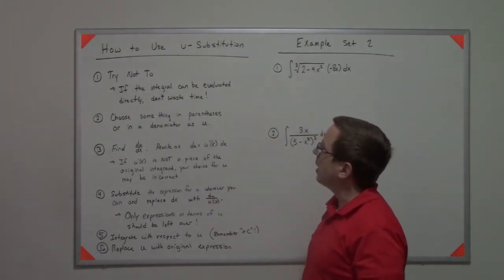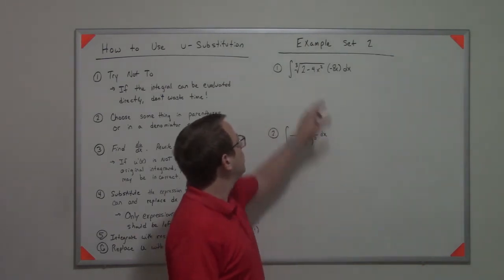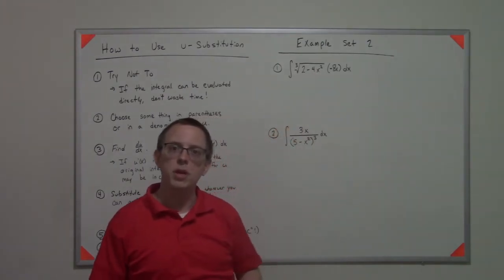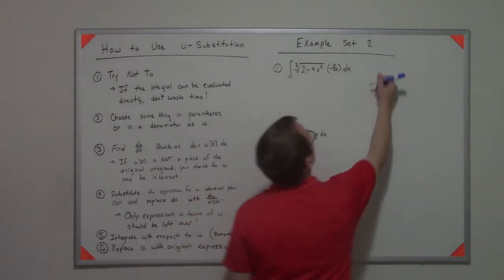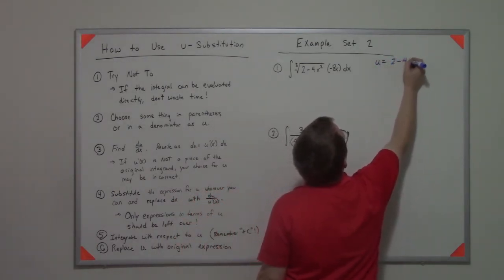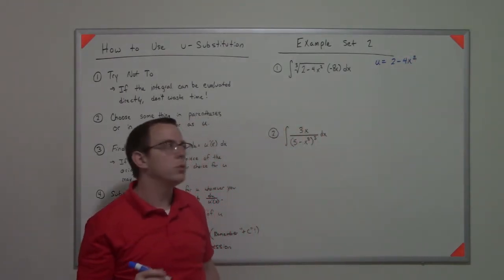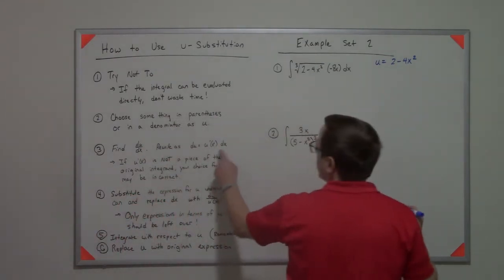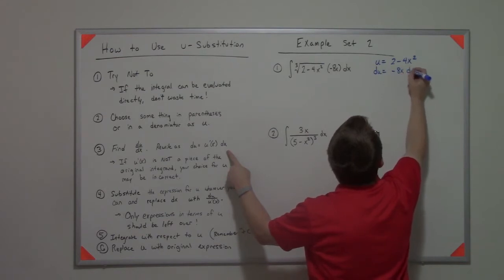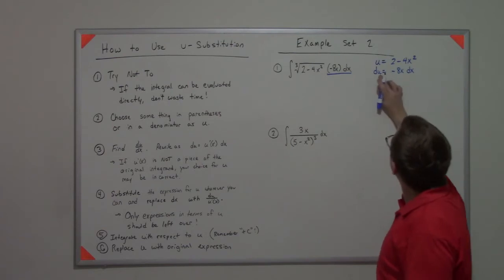So the next thing is I have to choose something in, let's say, parentheses or a denominator. Well, this is kind of like it's in parentheses, so let's choose that. Generally speaking, you're going to choose the most complicated thing. U is 2 minus 4x squared. So then we're going to take its derivative. Negative 8x dx.